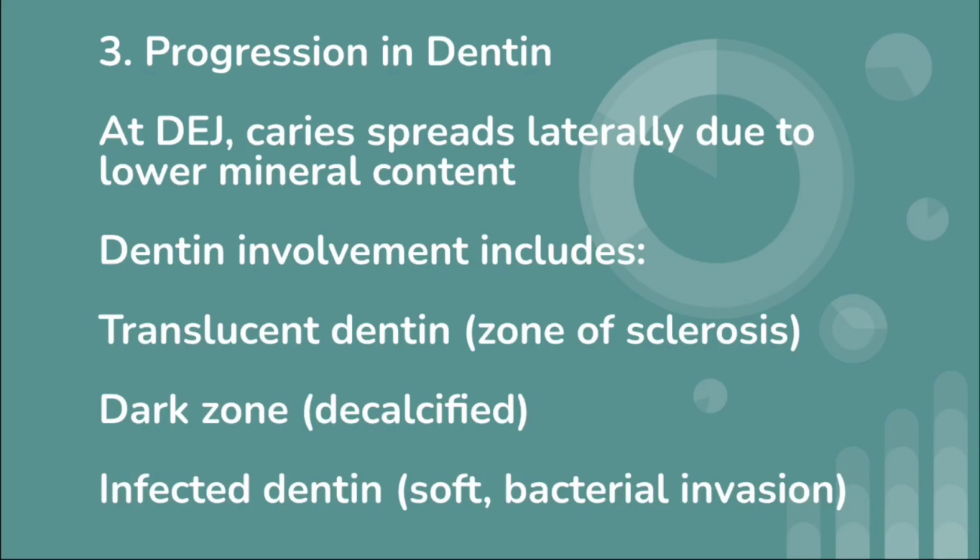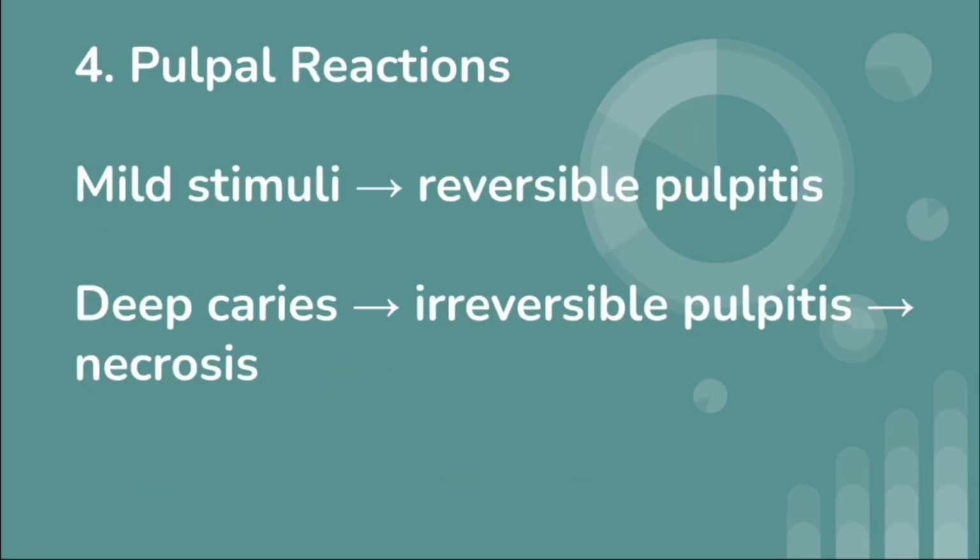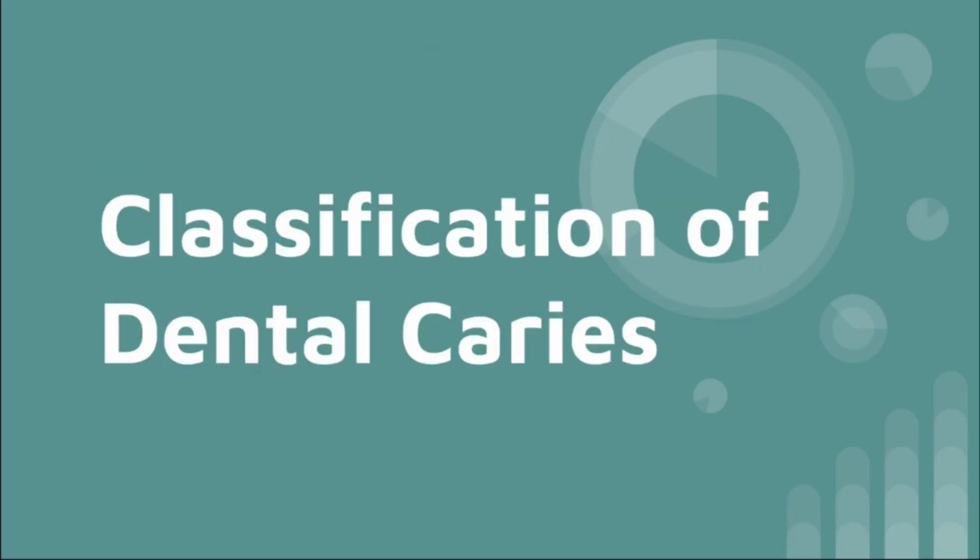Next is progression in the dentin. In dentin, at the DEJ, caries spread laterally, due to the low mineral content. Dentin involvement includes translucent dentin, then the dark zone, then infected dentin. These are the three stages where dentin gets involved. Next is pulp reaction. It might stimulate reversible pulpitis. If there is deep caries, there will be irreversible pulpitis with necrosis also.